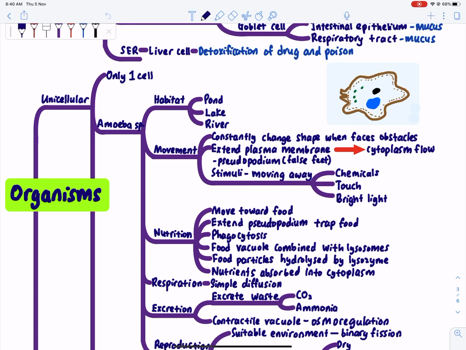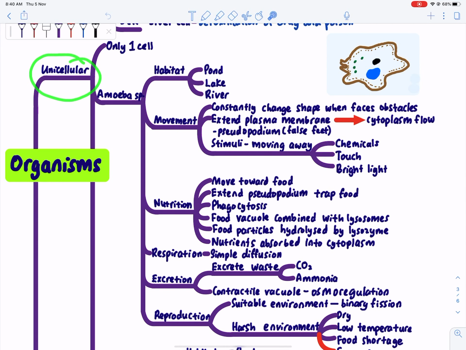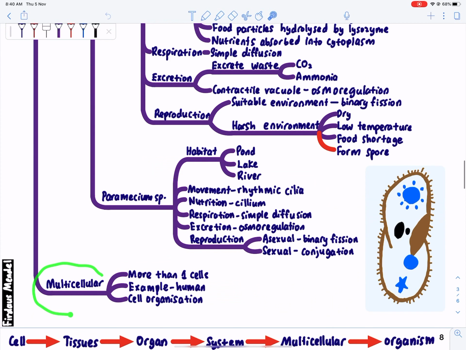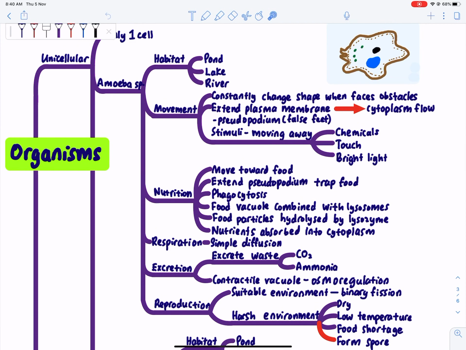Now I will try my best to explain about the organism. Organism can be divided into two types. The first one is unicellular organism. Another one is multicellular organism. From the word unicellular organism, it can easily be said that this type of organism exists in one cell only. Okay, they have one cell only.